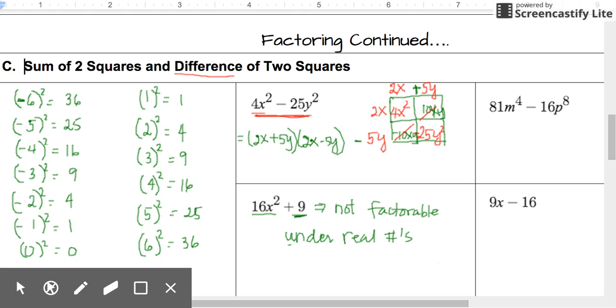Okay, now 9x minus 16. Is this a difference of two squares? Now, 9 and 16 are perfect squares, but this x is not a perfect square. So we don't have a difference of two squares in here, so this cannot be factored.